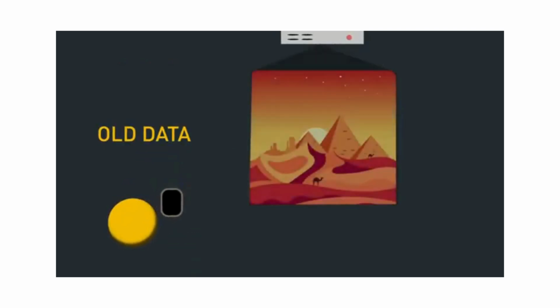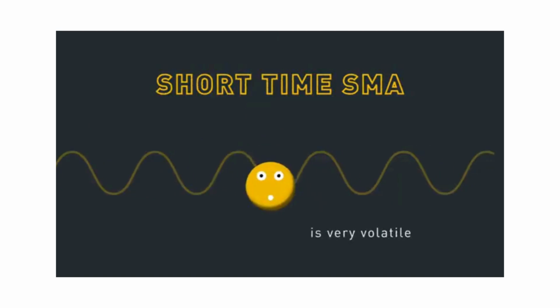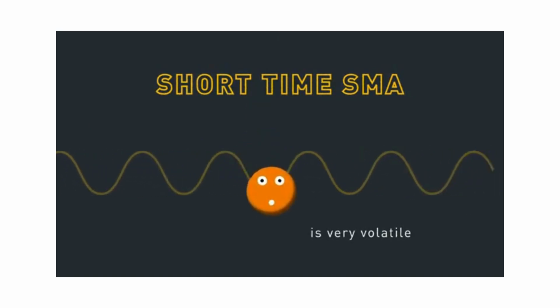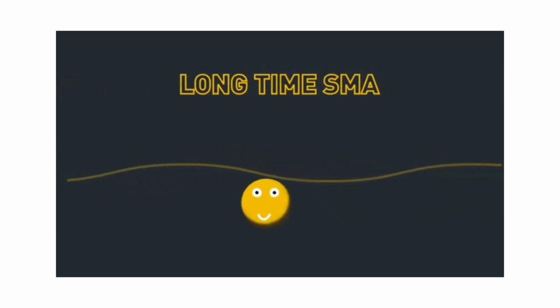And since it's a moving average, it's constantly updated. Old data is removed when new data becomes available. If your SMA is based on a short time frame, it'll be more volatile, but will closely follow the source data. And if you base your SMA on a long time frame, it displays a smoother moving average.